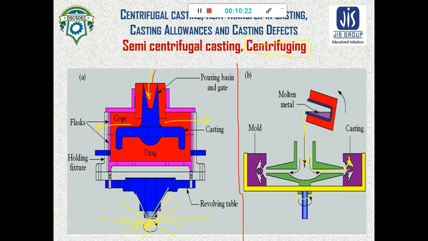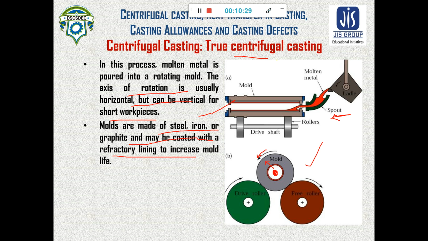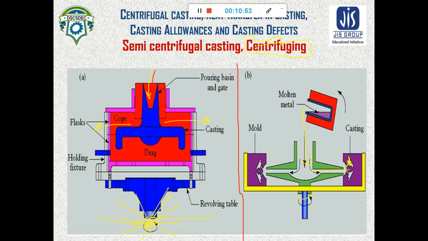But in case of true centrifugal casting, the molten metal is completely poured into the mold and the mold is rotated. In maximum cases the axis of rotation is horizontal, but it can be vertical in some cases. So these are the differences, the different types of centrifugal casting. So now we will move to the next part.